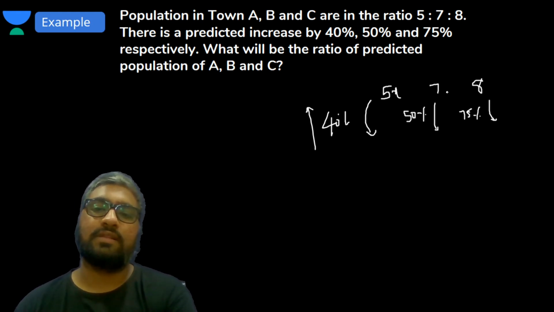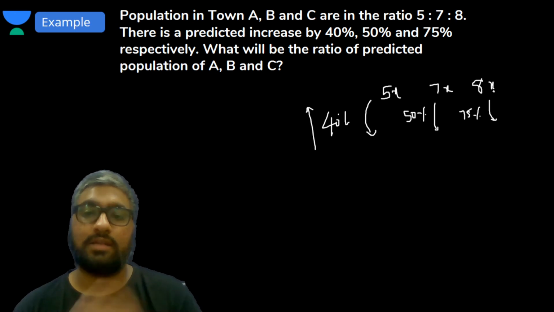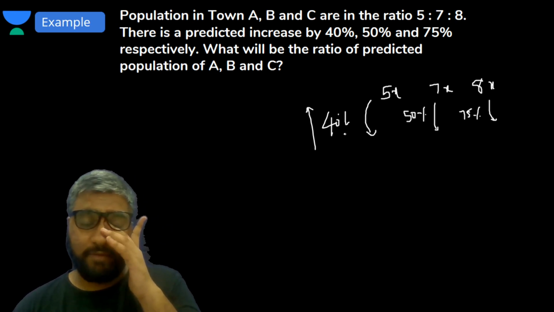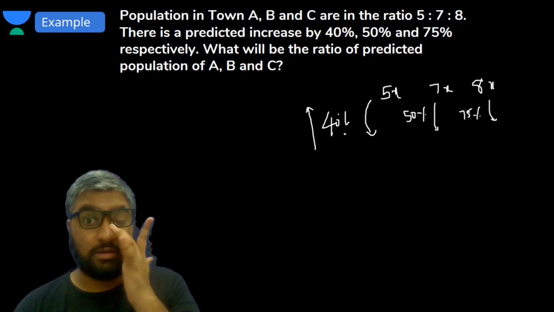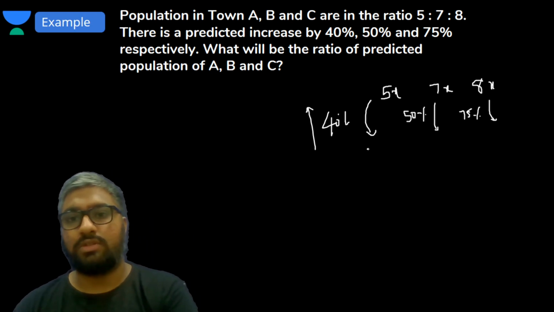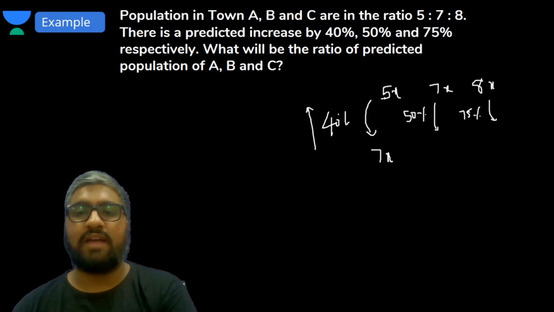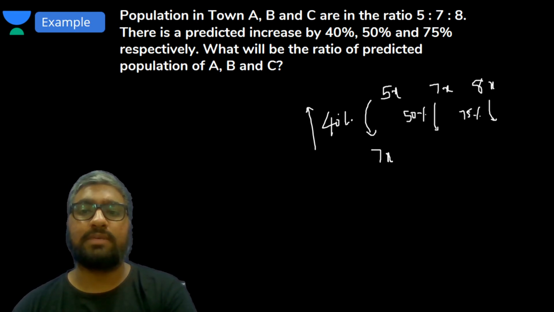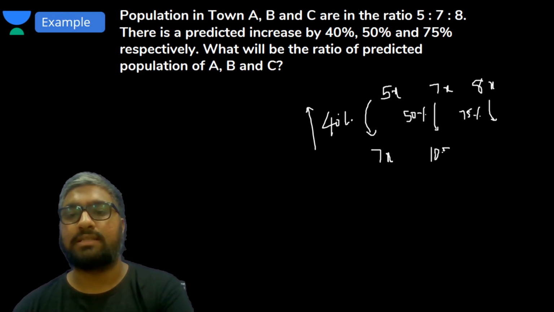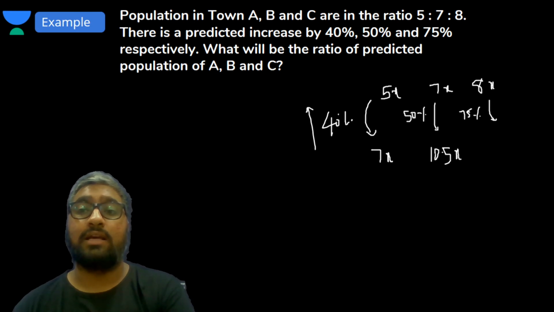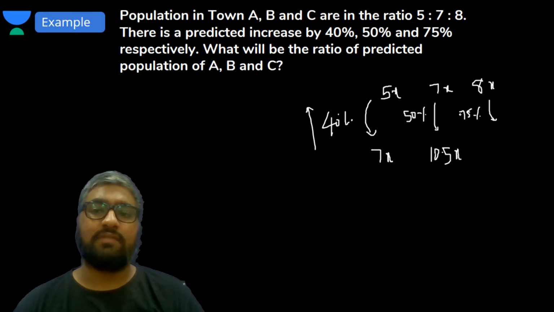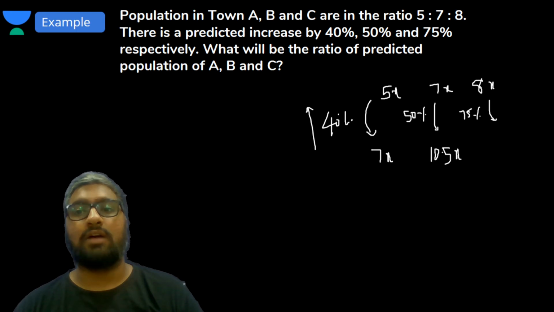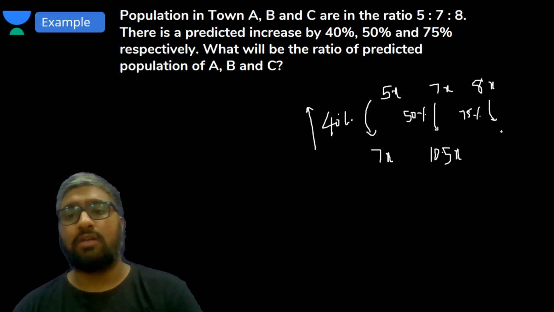So if this is 5x, 7x, 8x, the new ratios would become what? On 5x, a 40% increase. What is 40% of 5? 2. So this would become 7x. 5x was already there, plus 40% we added, which means plus 2, that's 7x. 7x is already there, 50% increase, 50% of 7 is 3.5. If I add 3.5 to it, this would be 10.5x. And 8 with a 75% increase, 75% is nothing but 3/4. So 3/4 of 8 is 6. A 6 increase on this gives 14x.